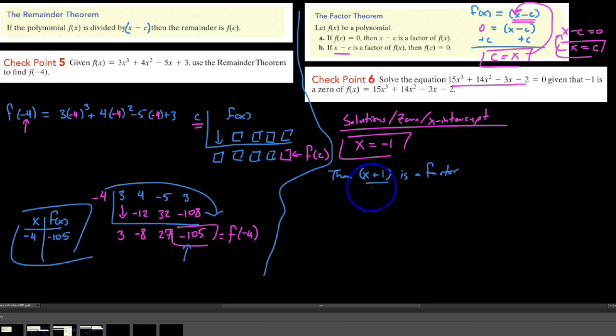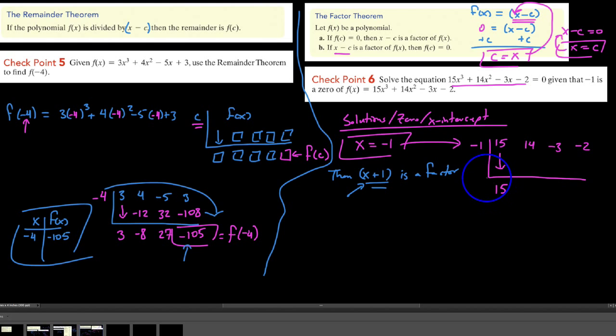So because x plus 1 is a factor, what we're going to do is take the original f of x here, which had 15x cubed, 14x squared, -3x to the first, and -2 constant, and we're going to divide it by this factor. And when we divide it, I'm going to put a -1 out here. That'd be this value right here, that is the 0. But we're going to go ahead and divide this out.